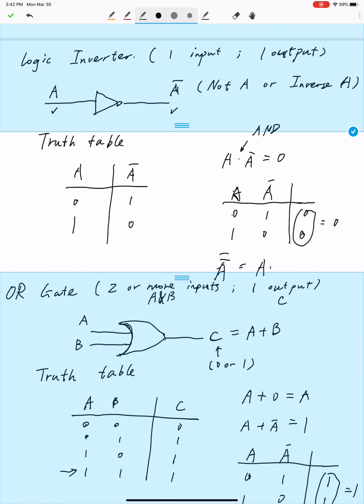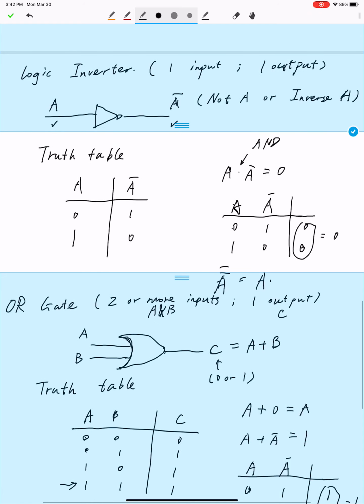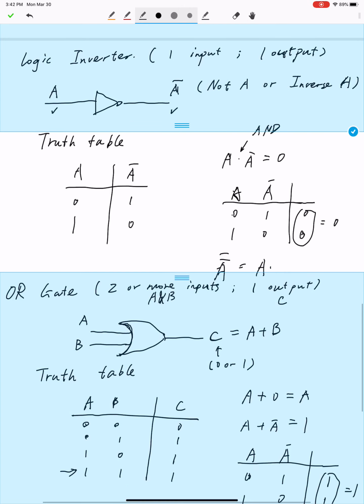Right, then what's the value for A times A bar? Here we use a logical AND to do the operation. A times A bar: one input is A, the other input is A bar. A could be 0 and 1. A bar is the opposite of A. So in the first row, if A is 0, A bar is 1. If A is 1, A bar is 0. 0 times 1 is still 0. 1 times 0 is still 0. So the output is always 0.